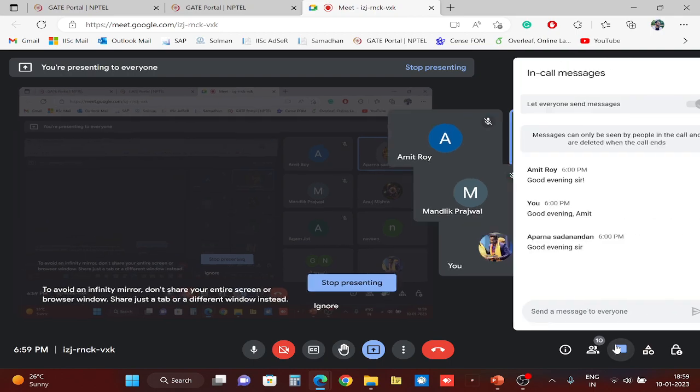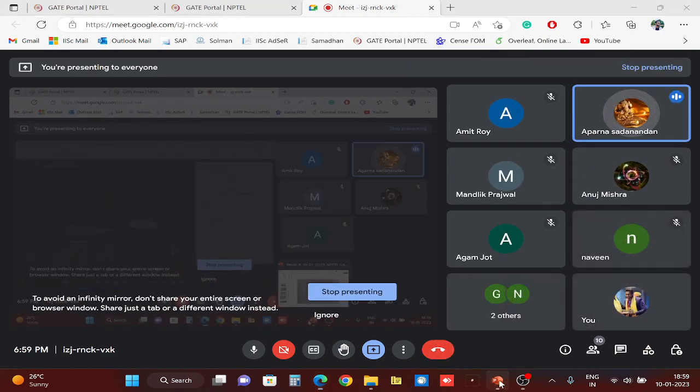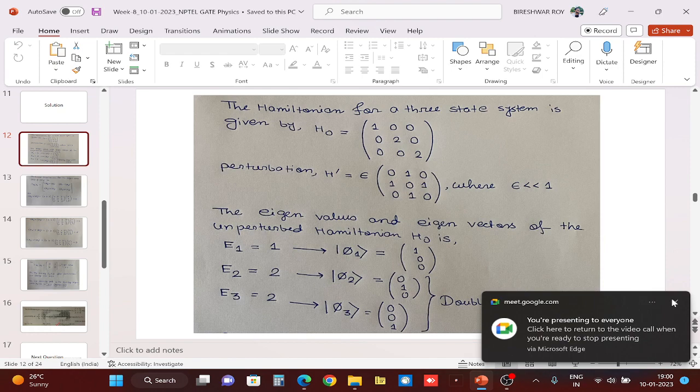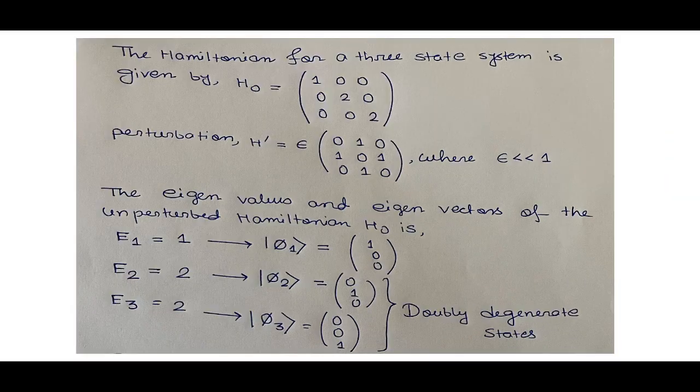Sir, we have to find the matrix with each column vector, no? Phi 2 and phi 3. Can you please repeat your question again? We have to find the matrix with each phi 1, phi 2, and phi 3, like that. Yeah, that is what you are saying, find the matrix and the value, no?